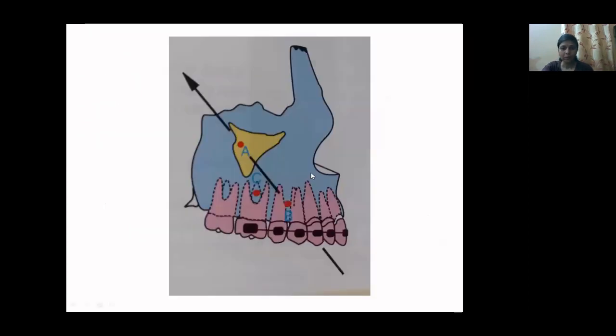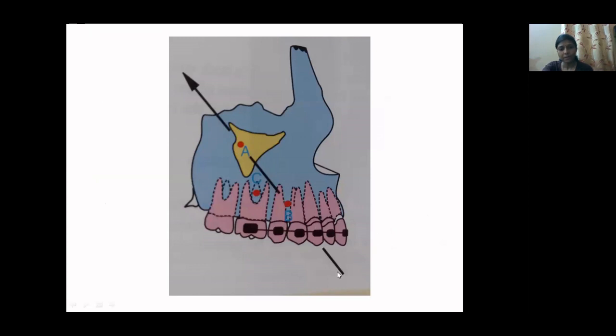This picture again shows the center of resistance of the maxilla in the different regions. This is the center of resistance for the maxillary molar. This shows the center of resistance for the entire maxillary dentition, and this A point shows the center of resistance of the entire maxilla along with the skeletal base and along with the total dentition.